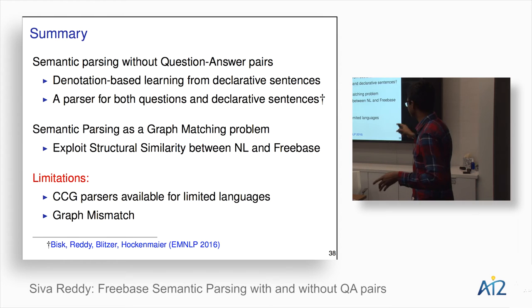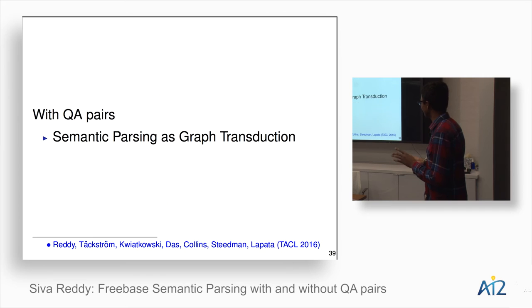Yeah, you're right. One of the major limitations is CCG is too hard to annotate. For English, we made it, but for other languages, people are still working on it. And the other thing was graph mismatch. Our predicted graphs were not similar to Freebase graphs. So in the next part, I address both of them, having it for multiple languages and also addressing the graph mismatch problem. And the other thing is, using that approach, I couldn't compare with the existing literature on WebQuestions.